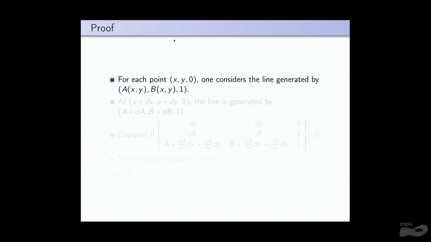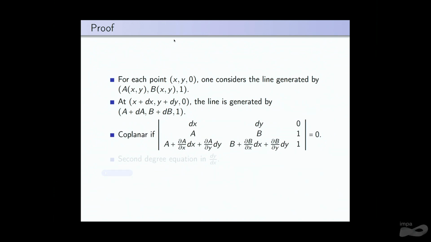Take a point (x, y, 0) in the yellow square, and you take the line considered by (a(x,y), b(x,y), 1). Then what Monge does is that he looks at the line which corresponds to an infinitesimally close point, (x+dx, y+dy), and he wants to know when these two lines are coplanar. The equation is some kind of determinant. Of course, Monge is not using determinants because determinants did not exist at the time. And he proves that this is a second-degree equation in dy/dx. So there are two solutions.